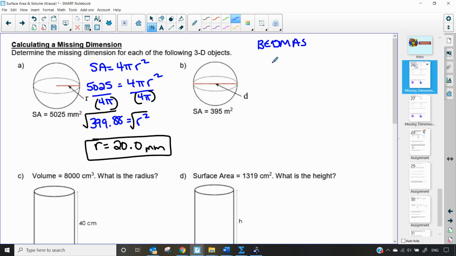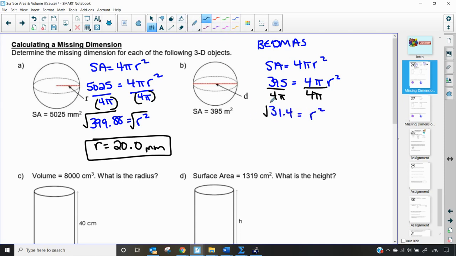All right, taking a look at the next question, we've got SA equals 4 pi r squared. We've got 395 equals 4 pi r squared. We're going to start by dividing by 4 pi. Again, remember to keep that in brackets on your calculator. And that gives us 31.4 equals r squared. We can square root both sides. And that gives us r equals 5.6065 meters.